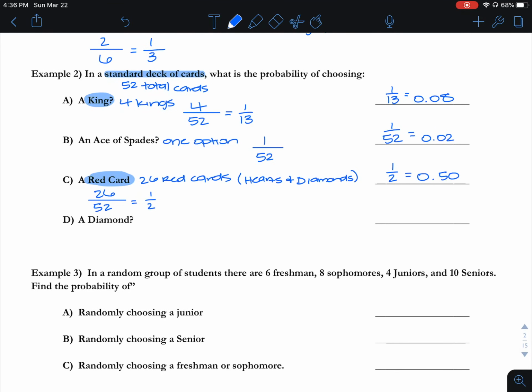All right, and then my last one, a diamond. Well, how many diamonds do I have in a deck? We also counted this one as well. We counted 13 diamonds. Remember from earlier, we had 13 of each suit. Okay? Again, we can set up my ratio, 52 on the bottom, that's my total. 13 is the total possibilities. I can reduce this fraction to 1 over 4. I have 1 over 4, which if I plug in my calculator, gives me 0.25 as my answer.